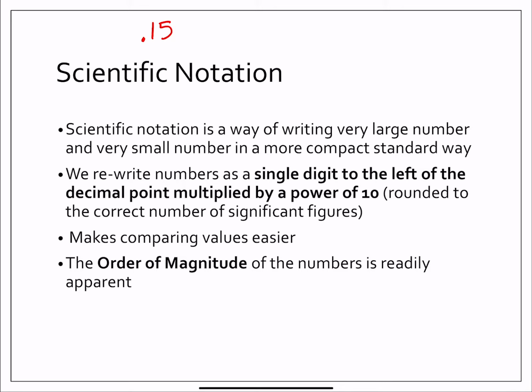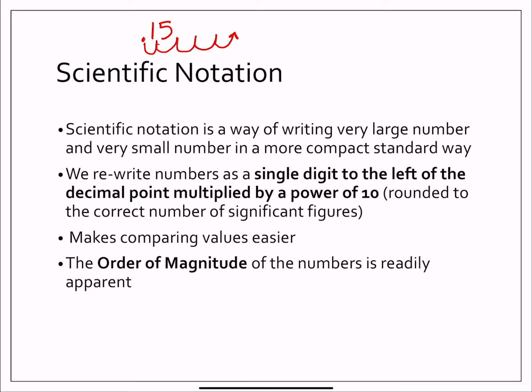So every time, let's say we have 0.15 and we multiply by 10. When we multiply by 10, we move the decimal point over. We multiply by 10 again, we move the decimal point over. And if we keep multiplying by 10, we keep moving the decimal point over, right? So the idea is we can use that to shrink numbers down and have that multiple of 10 in there instead of writing out the whole number.